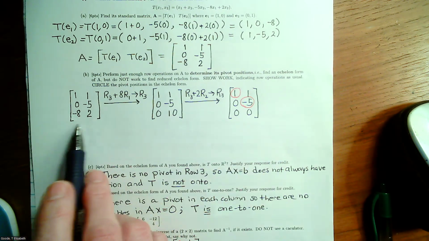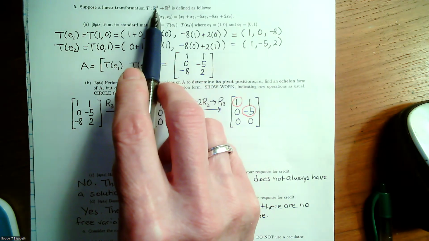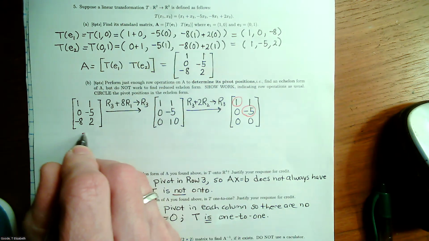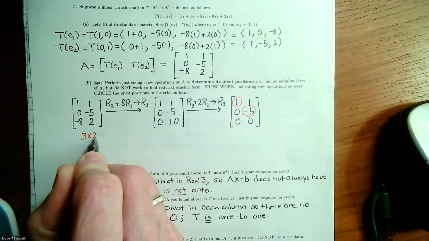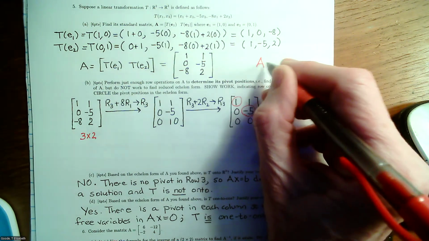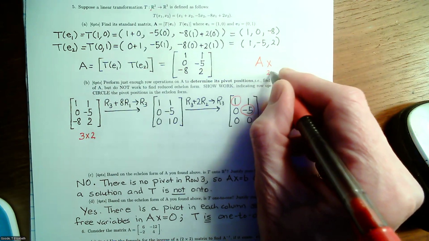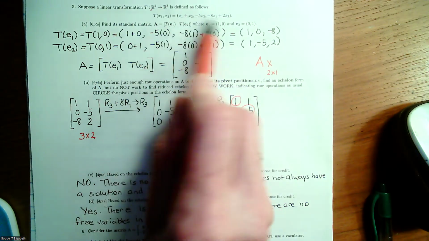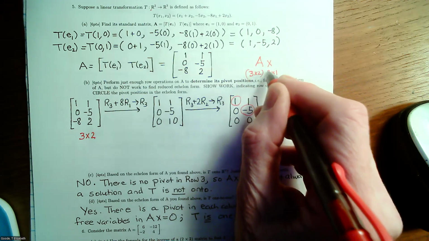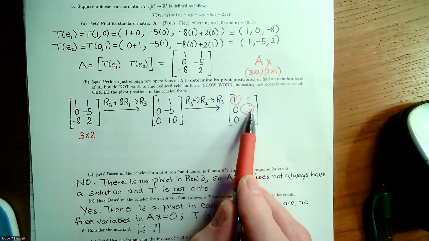This turned out to be a 3 by 2. Because if it's going from R2 to R3, then A has to be a 3 by 2, because if we want to multiply A times X, X is coming out of R2, so we know it's a 2 by 1. So A has to be a 3 by 2. There's not a pivot in every row.